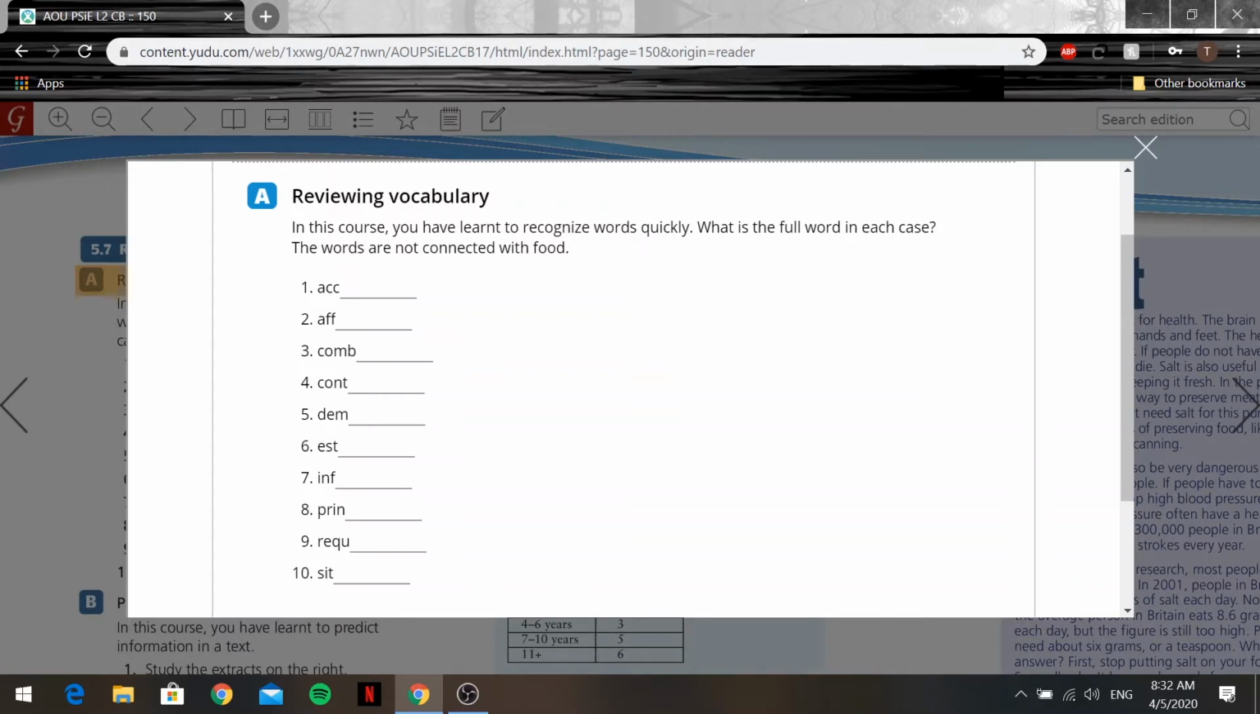We have ACC. Okay, so we could say the word accurate. And we could also say something like accept, for example. So I already have the ACC, I'll just write EPT. Or I could say accommodation. So I already have the ACC, so I'll just write OMMODATION. So something like accurate, accept, and accommodation. Okay, let me take a look. Accommodation. All right, perfect.